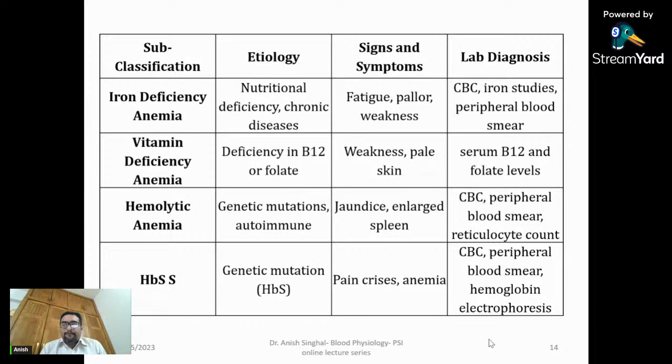How will you confirm this? You have to get the hemoglobin electrophoresis done, and then you will understand what kind of hemoglobin is there. As madam has already shown you, the normal variant of hemoglobin for adults is hemoglobin A, right? So instead of hemoglobin A, you will find hemoglobin S in the electrophoresis.